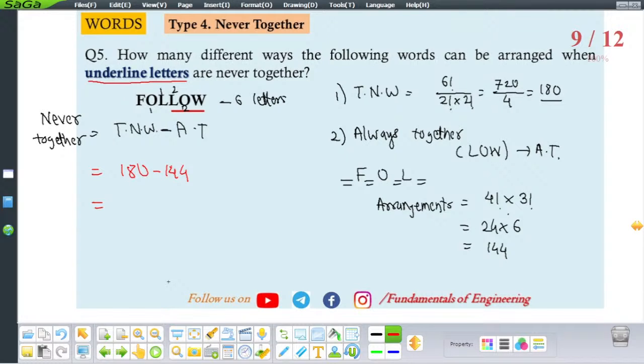Total number of ways we are getting 181440. From that you have to minus the always together value. Always together value we are getting 8640. So 181440 minus 8640. You are getting 172880. Please check the calculations and also put the answers for this one in the chat box.